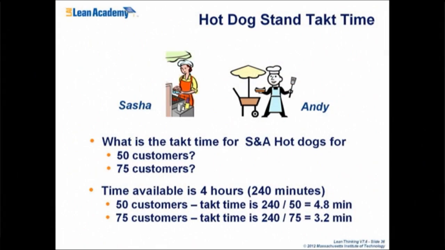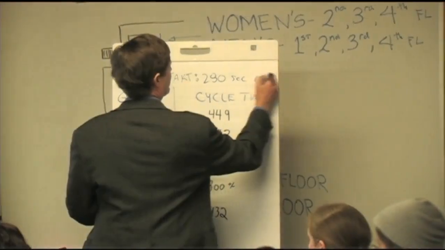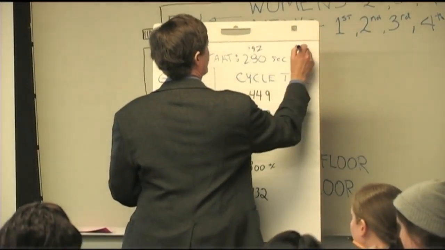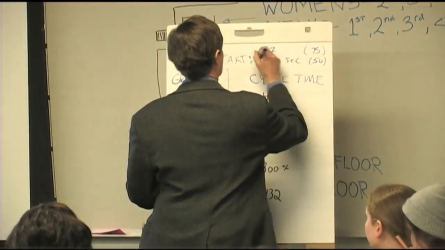All right, and if we wanted 75 customers, we'd need even less, 192, okay? That's for 50, 192, 475.